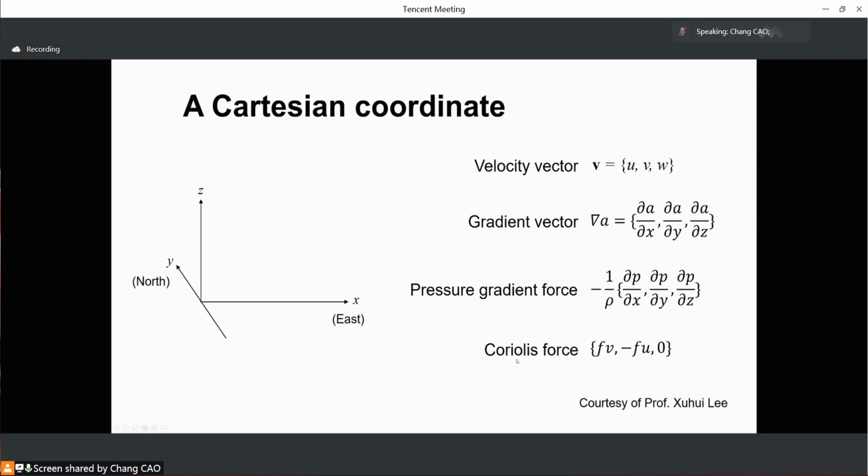And the Coriolis force also has 3 dimensions. But what's most important is that for the z direction, we take the Coriolis force to equal 0. So it plays an important role only in the x direction and the y direction. This is some prior knowledge you should know before we talk about the following part. Do you have any questions about this?